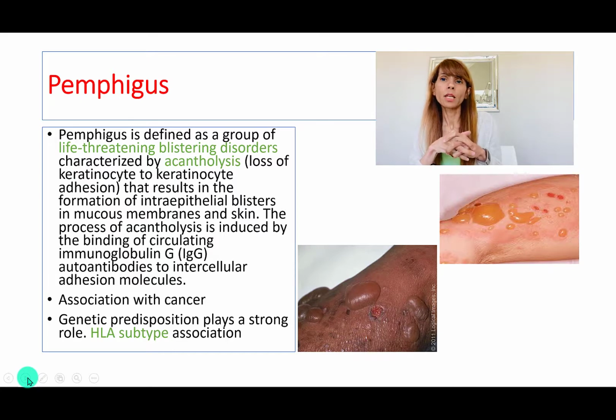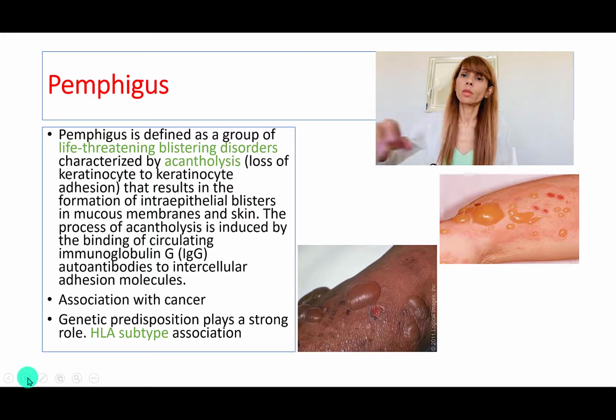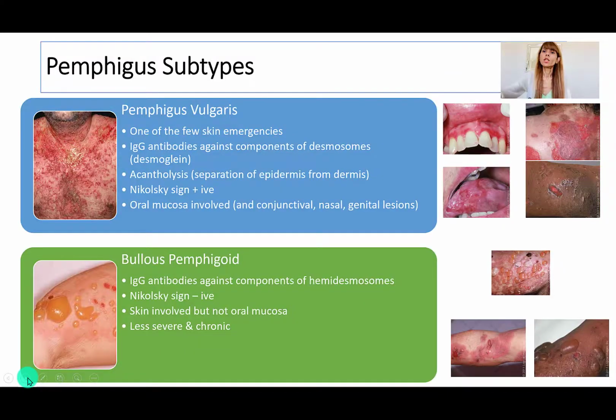The process basically involves circulating IgG antibodies, and this immune-mediated reaction is what sets in the whole phenomenon. There is an association with certain cancers, and genetic predisposition plays a strong role. There is an HLA type association with this disorder. So subtypes of pemphigus are going to be pemphigus vulgaris and bullous pemphigoid.